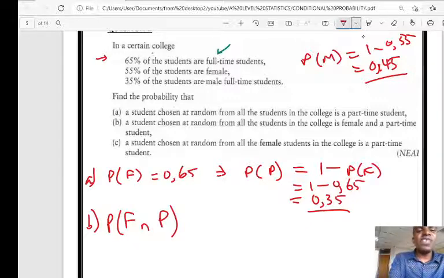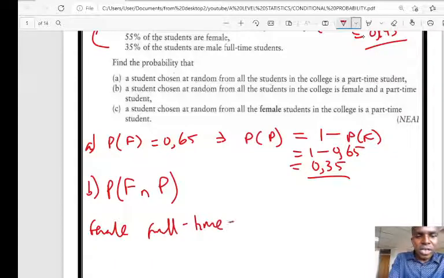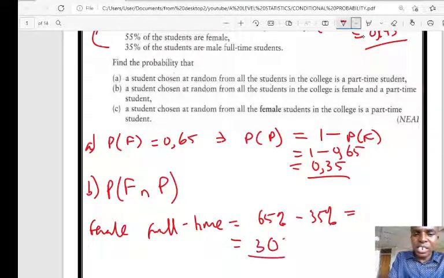Which means female full-time, how many are they? It will be 65 minus 35. Female full-time is equal to 65% minus male full-time, which is 35%. What we get here is 65 minus 35, which is 30%. So 30% represent female full-time.